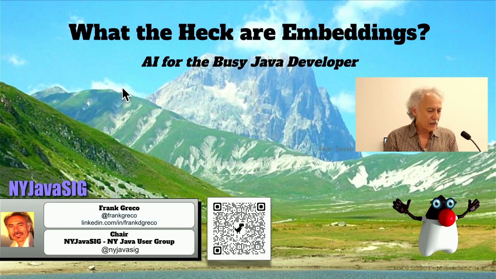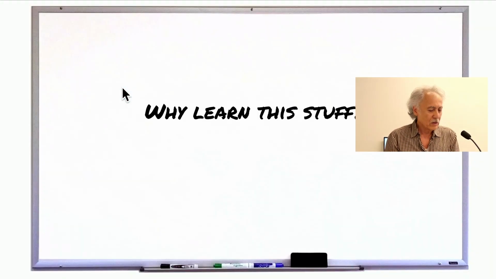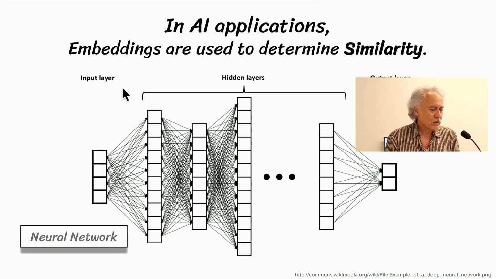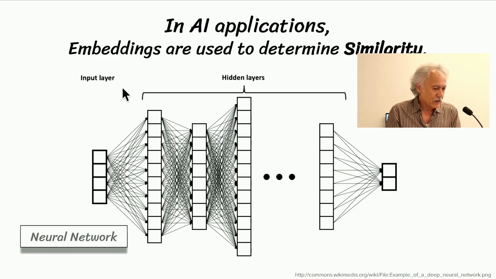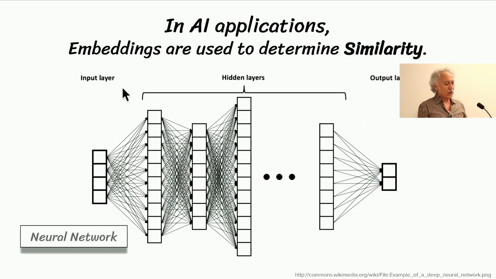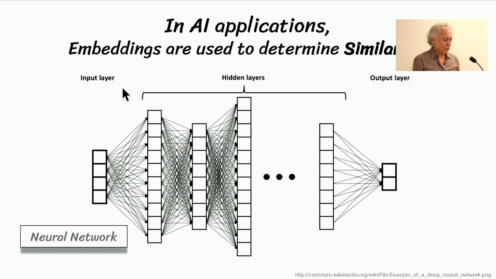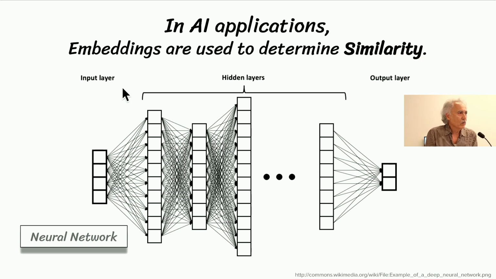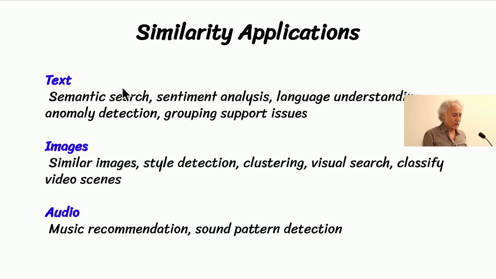What are AI embeddings? First of all, why do you learn this stuff? Why is this important? AI embeddings, or embeddings in general, are used to determine how similar one thing is to another. They're used in a neural network, which is the heart of most machine learning, or what the press calls AI. Machine learning is a neural network, so embeddings are used in a neural network.